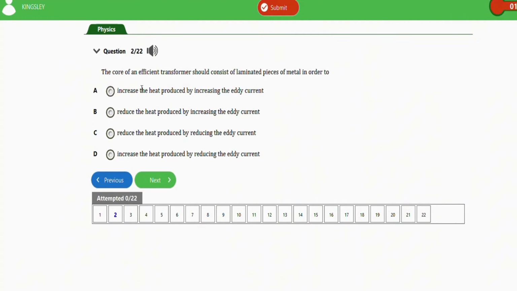The next repeated question will be this one. It says a core of an efficient transformer should consist of laminated pieces of metal in order to increase the heat produced by increasing the AC current, reduce the heat produced by increasing the AC current, reduce the heat produced by reducing the AC current, or increase the heat produced by reducing the AC current. So the right option to this question will be option C, which is reduce the heat produced by reducing the AC current. That's the right option.